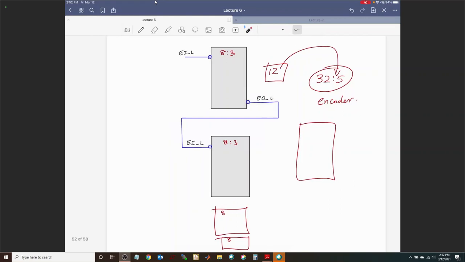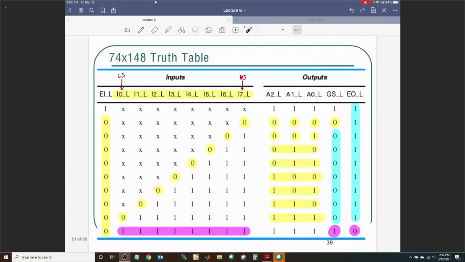All right, other questions about the 8:3 standard priority encoder, 74148 chip? One of the tasks for the Studio 5 will be to make this priority encoder.